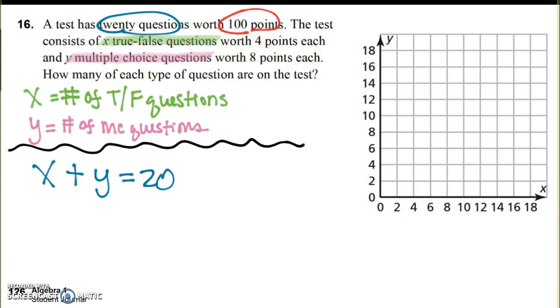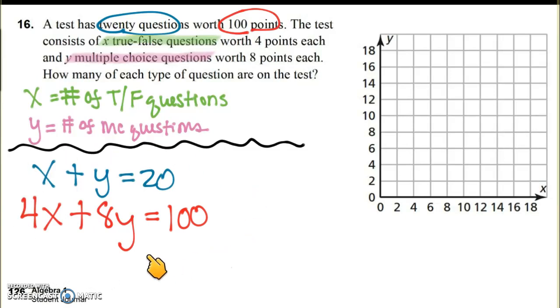So we take that information, and I know from earlier that X is the number of true false questions. So that means I can say 4 points for every true false question for X, plus we also know that Y is the number of multiple choice questions, and those are 8 points each. So plus 8Y, and that is equal to 100 points. And so this is going to be our system of equations.